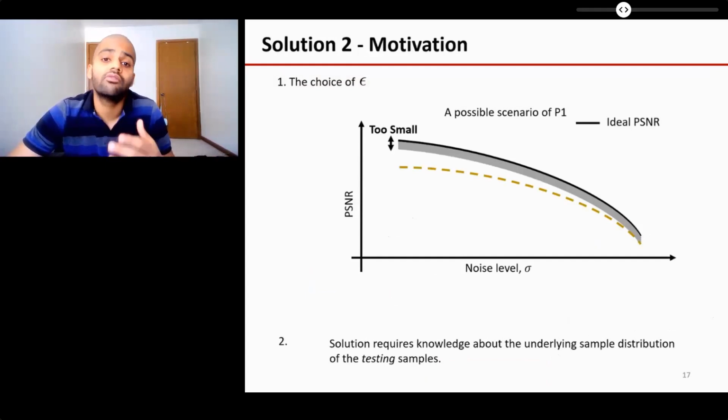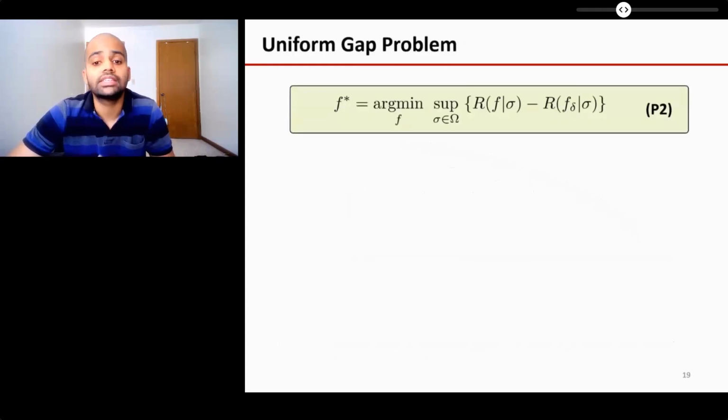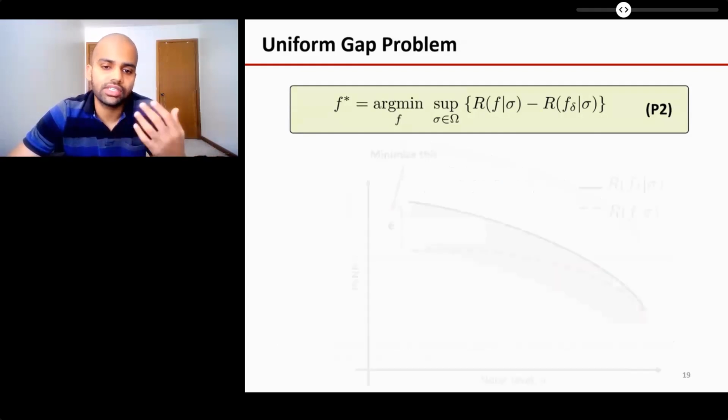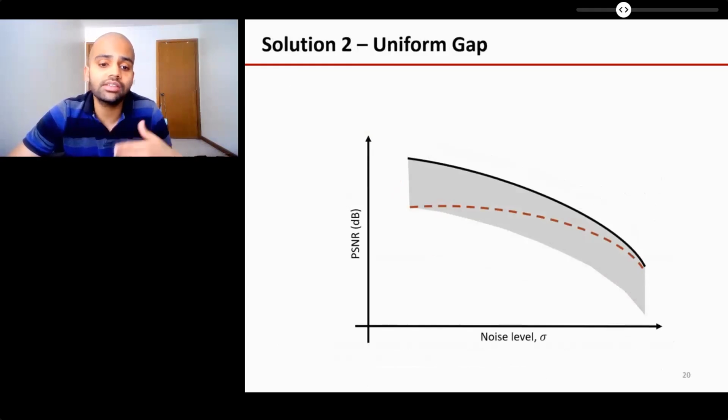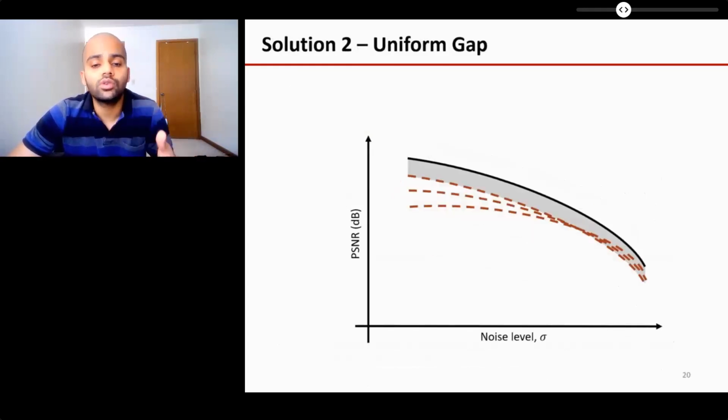To deal with this, we propose our second solution, which we call the uniform gap problem. It is defined by this equation. To understand what this equation means, again, we start with the ideal PSNR curve. Now let us say we have the conditional risk curve which is given by the network. We find the maximum difference between the ideal PSNR curve and the conditional risk curve. And then we want to minimize this difference. This problem is called the uniform gap problem because as you keep decreasing this maximum difference, you end up with a solution which has a uniform gap across all the noise levels.